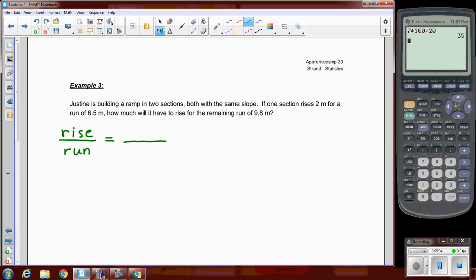So she's building 2 parts of the section. One has a rise of 2 meters for a run of 6.5. So 2 meter rise for a run of 6.5 meters. Make sure you're putting it in the right spot. That's the slope of this ramp. It rises 2 for every 6.5 it goes over. But then the question goes on and says, what would the rise have to be? Again, the rise is my question mark up here. We don't know the rise. If it needs a run of 9.8 meters, we set up a proportion again to figure this out.